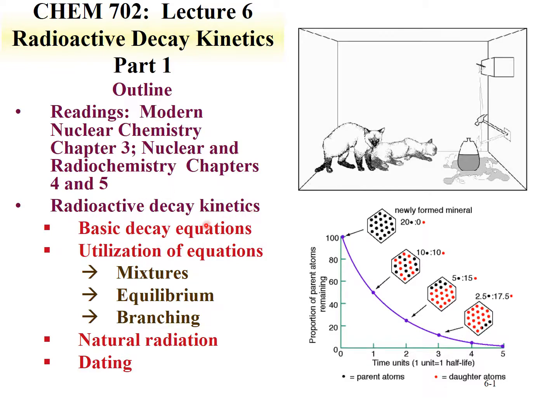We'll go over some basic equations. We'll utilize those equations, talk about mixtures, equilibrium, branching. And then we'll also discuss natural radiation and relate that to radioactive dating. This lecture will also include some programs that can be used, some that you can write yourself, which may be assigned as homework at the end, and then a program that can be used for doing Bateman calculations.